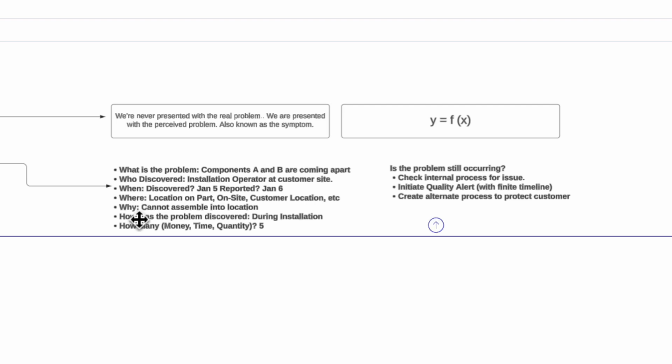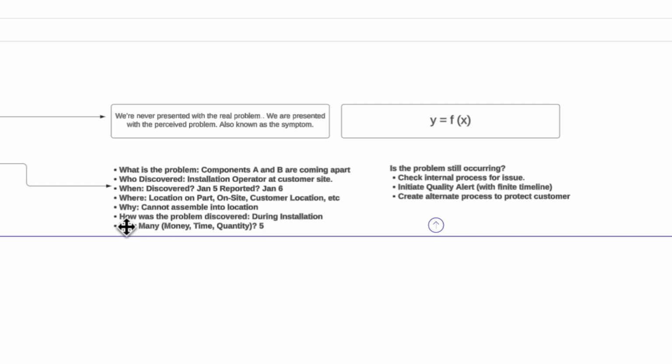And the why is this a problem? Well, for our example, we had a couple of components that were not staying together. They were supposed to be glued together and they were coming apart. So basically the customer cannot assemble this part into the proper location. How was this discovered? During installation. So we want to know how the problem was discovered, and then how many.